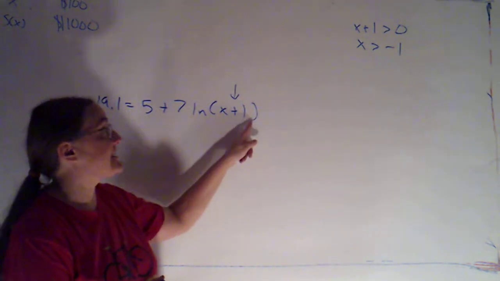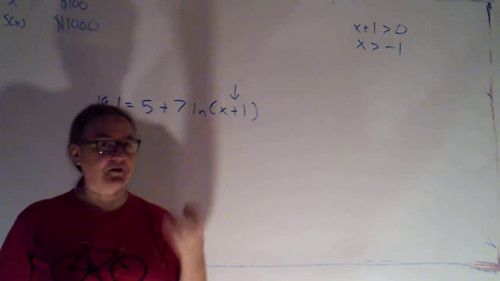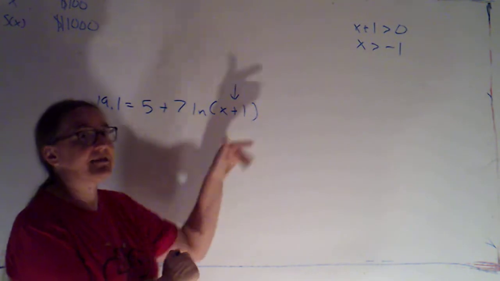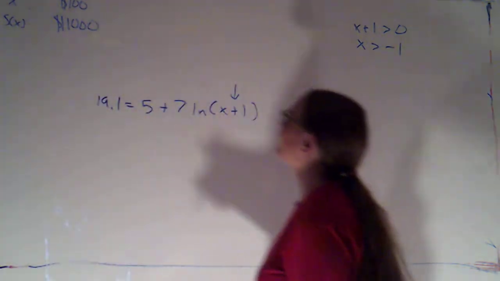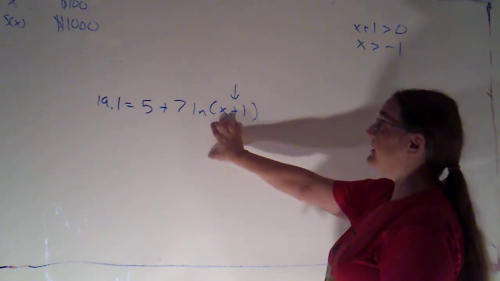If this had been an X minus 1, I'd have that X had to be bigger than 1. Okay, so the common sense would say X had to be positive, but the mathematical constraint would say it actually had to be bigger than 1. Okay, so let's see. I need to isolate my log.